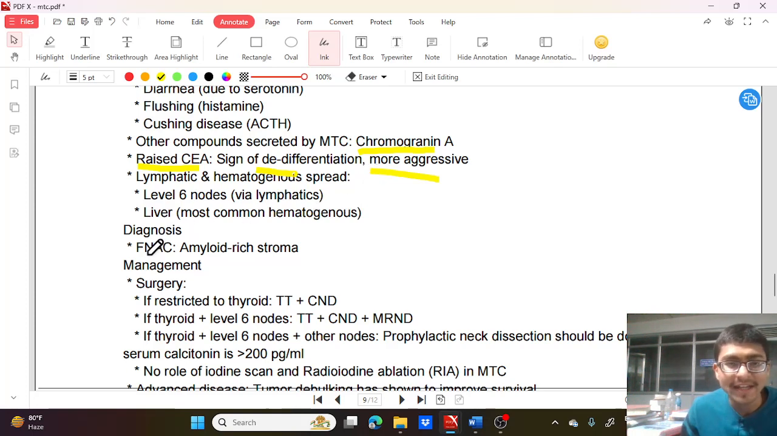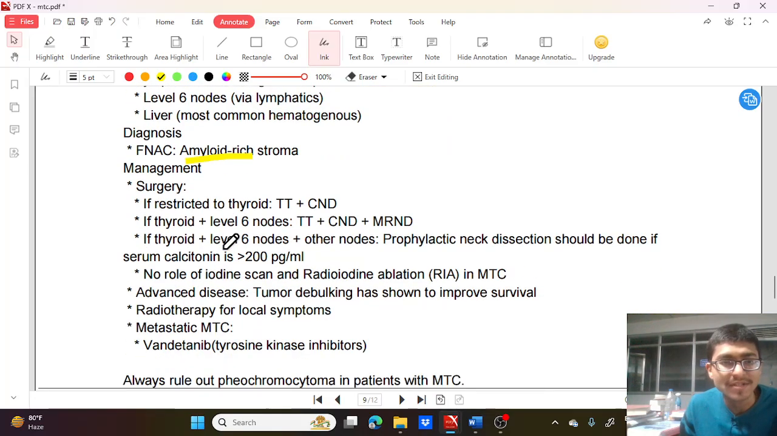Diagnosis by FNAC again, and here we'll be having amyloid rich stroma, which will help us in diagnosis. Now coming to the management, it is mainly surgical. If it is restricted to thyroid, we'll go for a total thyroidectomy and central neck dissection. Along with that, if we have level 6 lymph node, we'll go for a total thyroidectomy, central neck dissection, and modified radical neck dissection type 3.